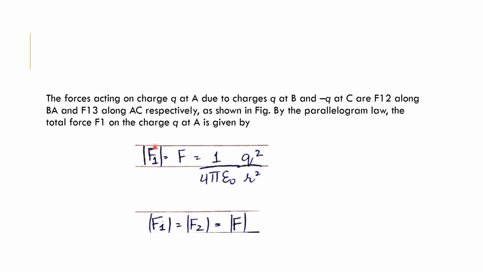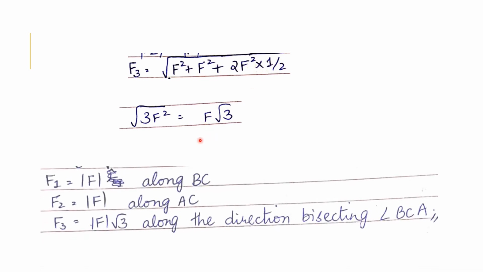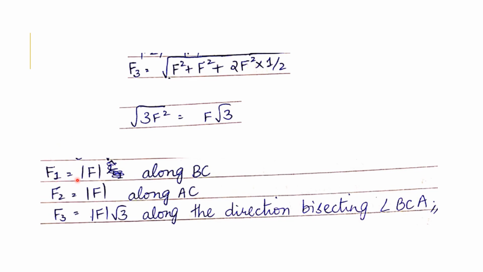Now we have to find out the magnitude of the forces. We can write F1 is equal to 1 by 4 pi epsilon naught q square by r square. F1 and F2 will have the same value, same forces, only in opposite sides. So the resultant F3 will be equal to square root of F square plus F square plus 2F square into cos 120, which is minus 1 by 2. So F root 3. Now the force on the first charge, F1, is same as F along BC, force F2 is same as F along AC, and F3 will be root 3 times F along the angle bisector of angle BCA. So this is how we get the forces for the 3 cases.